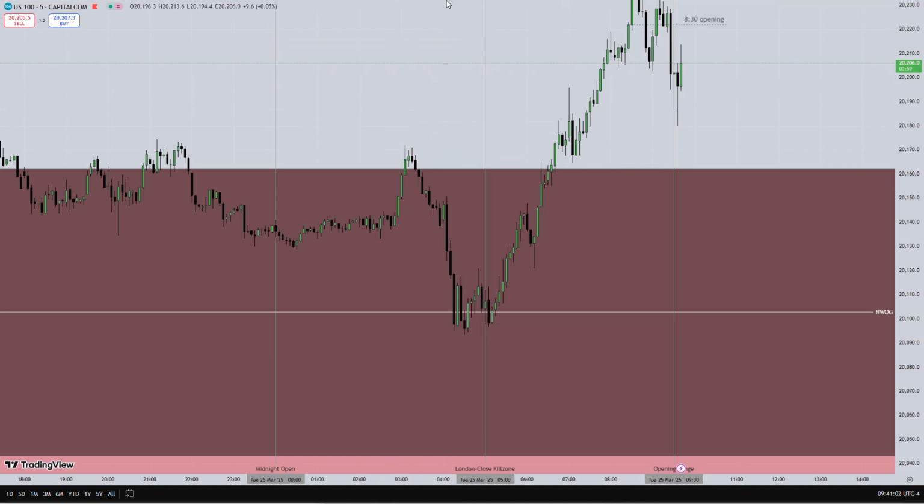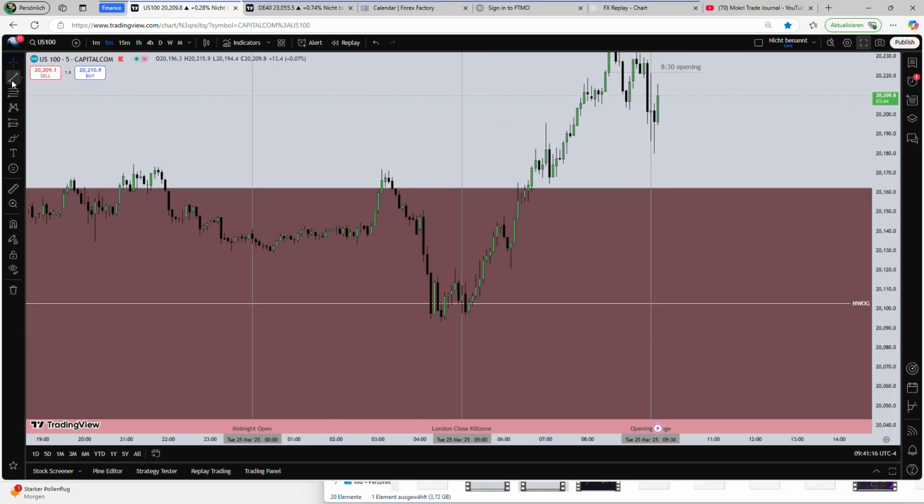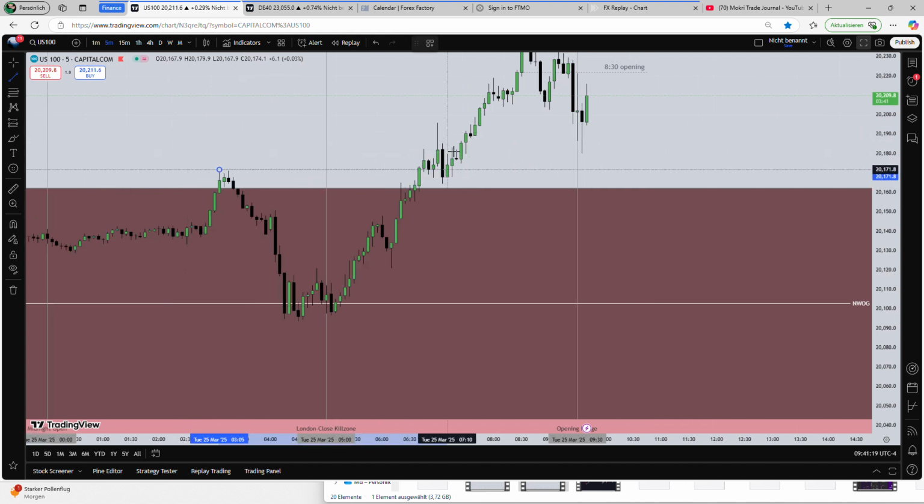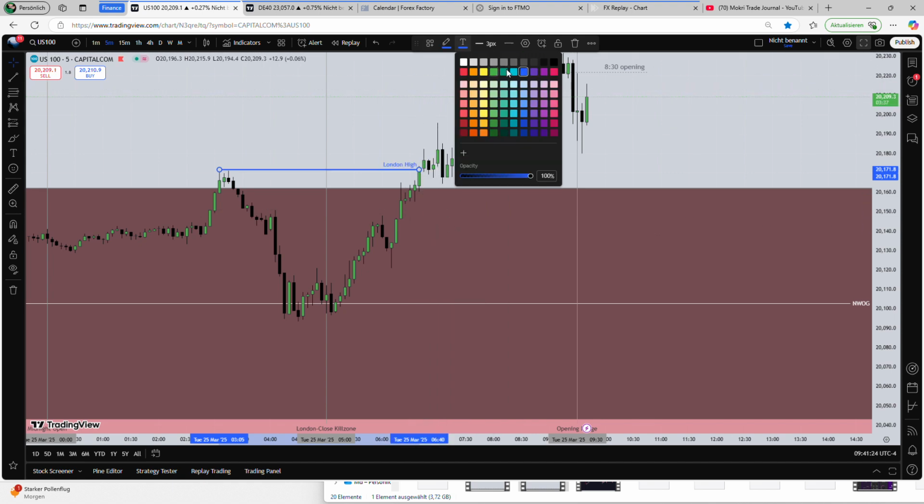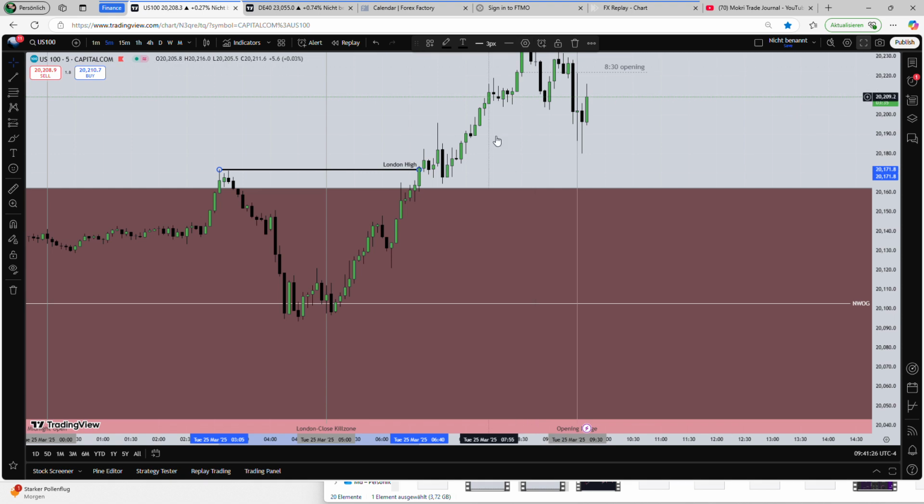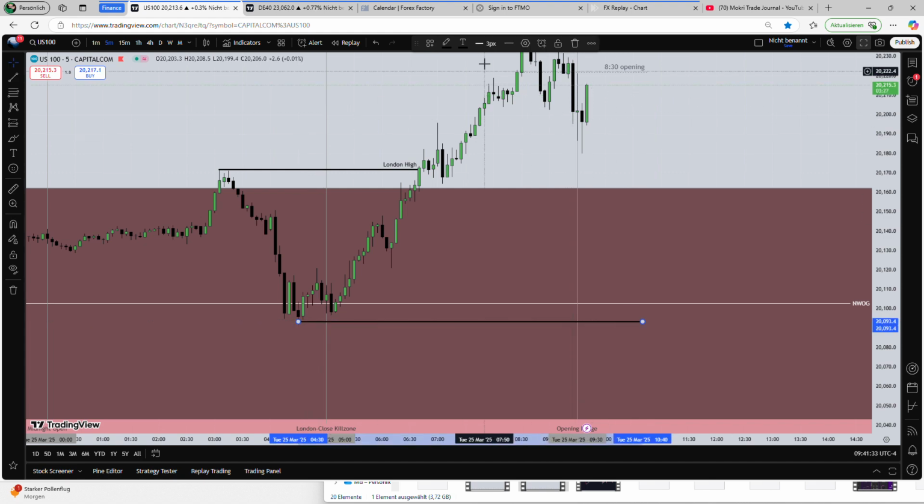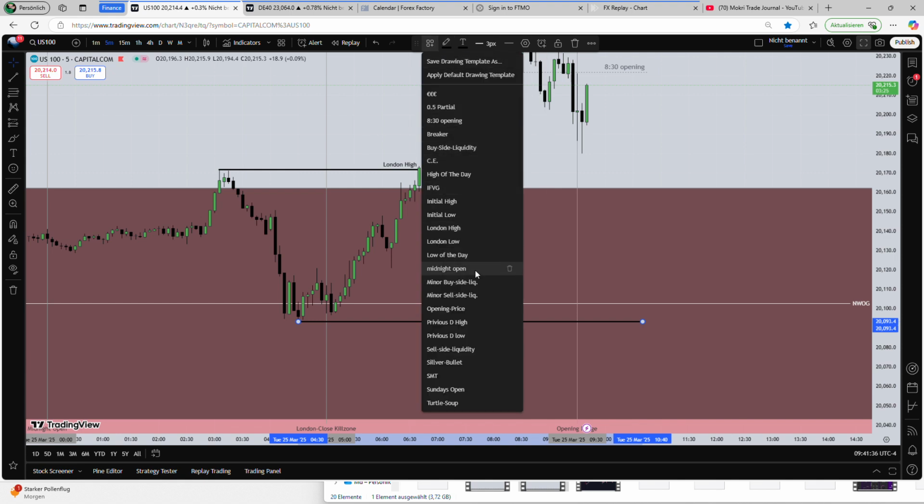We mark out the London high and the London low only from the kill zone, because the London session actually goes to 7 a.m., but we're just gonna use the kill zone. So right here we mark this one out. This is the London high. Then we mark the London low. This is the lowest short-term low, or swing low. Right here it is left in place, the London low.